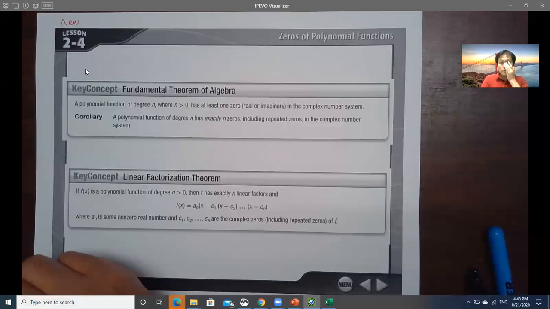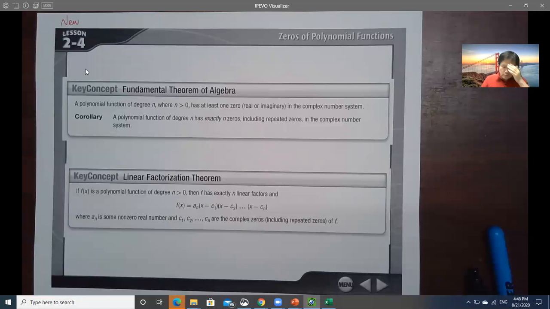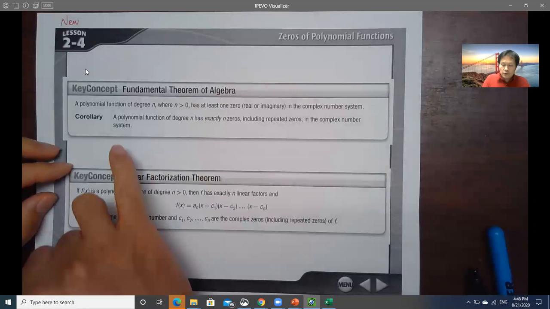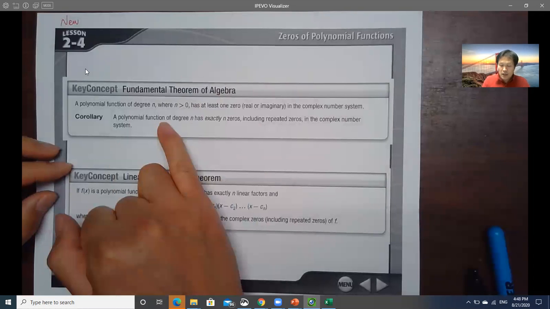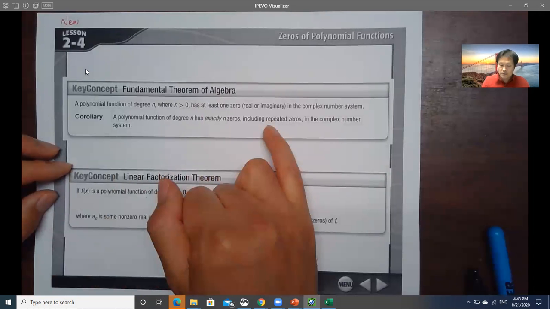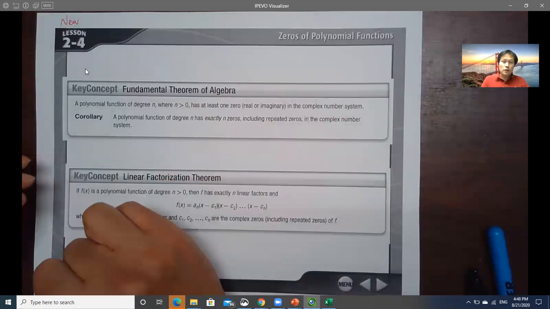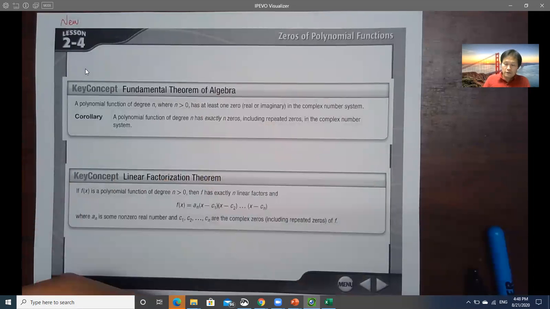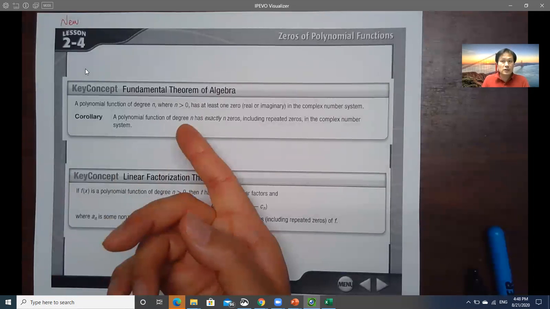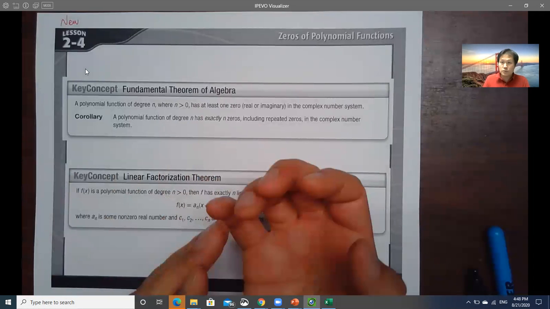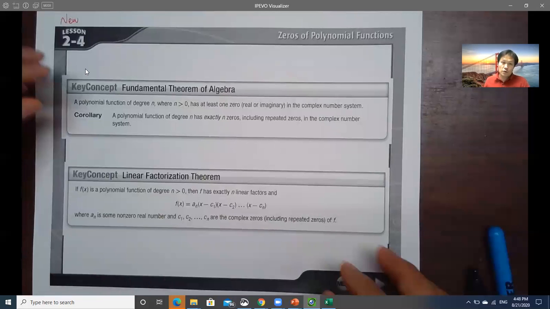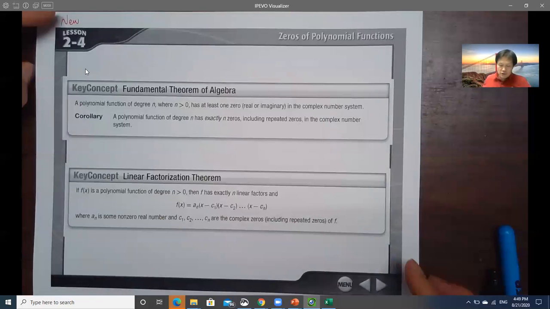Okay, 2-4 part 2. Fundamental theorem of algebra: a polynomial function of degree n has exactly n zeros, including repeated zeros, in the complex number system. So what it means is, if the highest power of x is n, then we will have exactly n solutions, n zeros, including imaginary numbers.